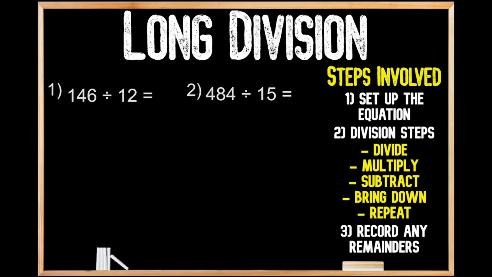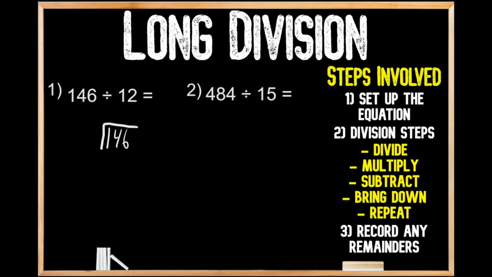Looking over to the right-hand side under our steps involved, we can see that our first step is to set up the equation. When we write out this division problem, we're going to begin by writing the dividend, or the number that's being divided, because the dividend is going to go underneath our division bar. In this problem, our dividend happens to be 146. So down below, we're going to write 146, and then we're going to put that dividend under our division bar.